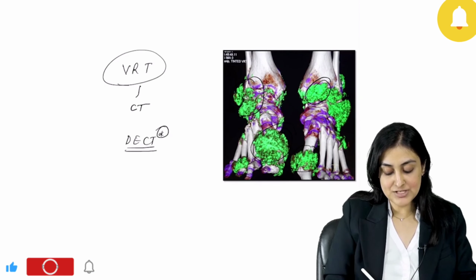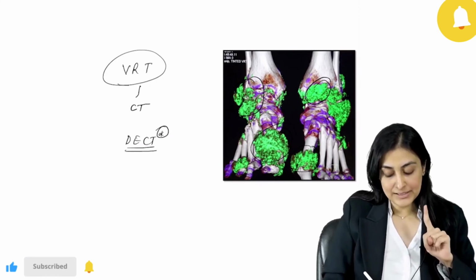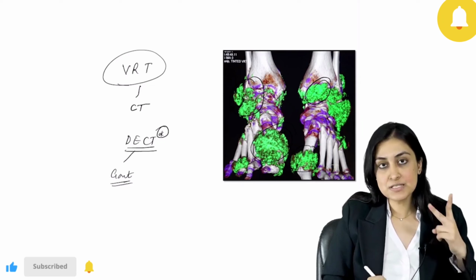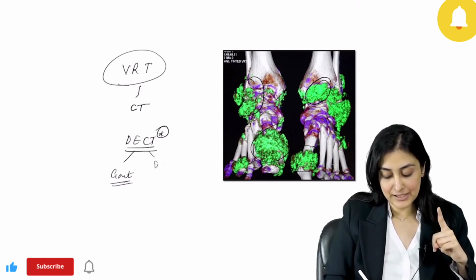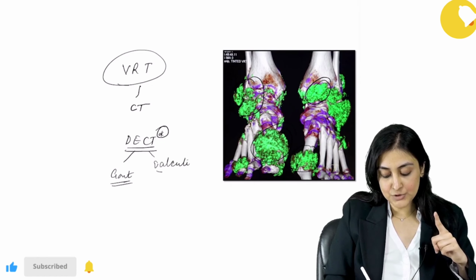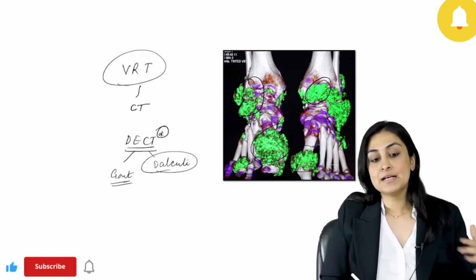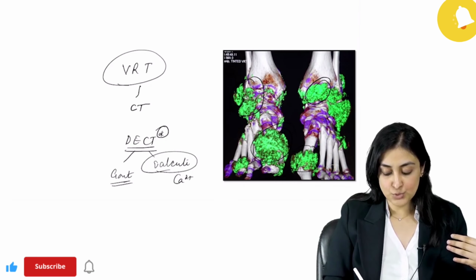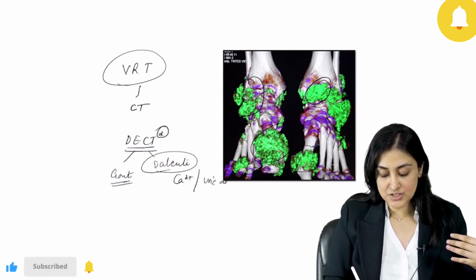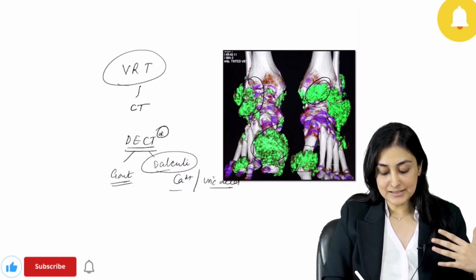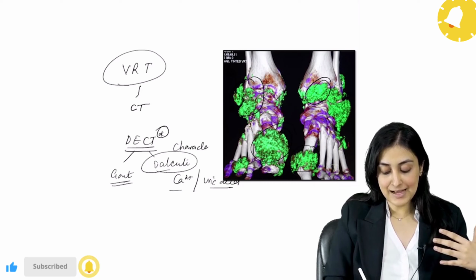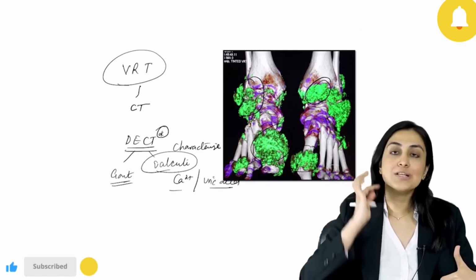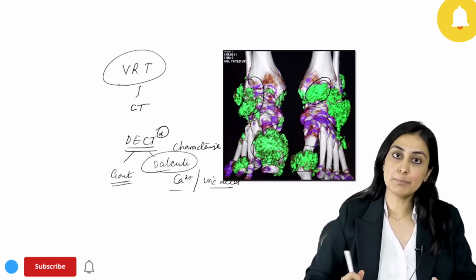So remember, dual energy CT, two applications. One is again the application of gout, wherein we can see uric acid crystals. Plus, if you have renal calculi or ureteric calculi, again dual energy CT can tell us whether it's a calcium oxalate stone, or it's a uric acid stone, or it's a cysteine stone. So again, it can characterize the renal calculi further. Okay, so these are the two advantages of dual energy CT that you should remember.